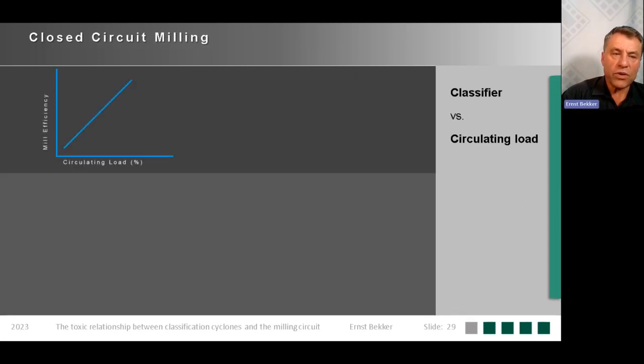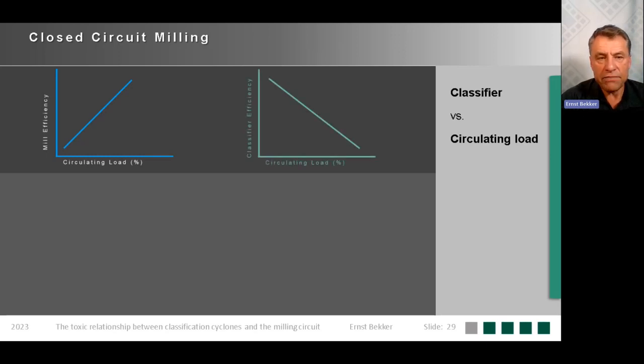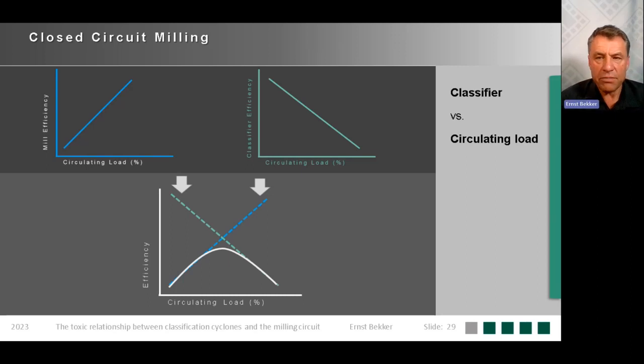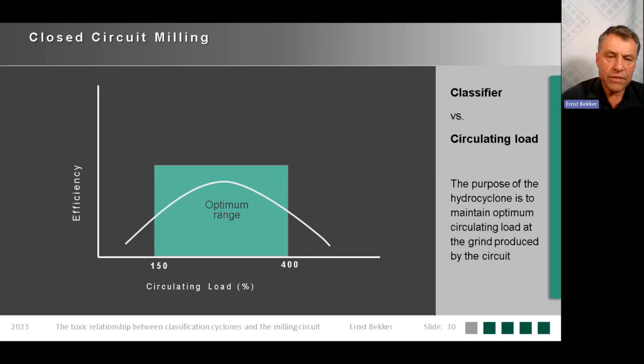Coming back then to the combination of the mill efficiency and the classifier efficiency. When you combine these two curves, you get an optimum. And that is the purpose of the hydrocyclone. It needs to maintain the circulating load in an optimum range, where the mill is partially happy and the cyclone is partially happy. If you operate at a low circulating load, the cyclone works effectively, but the mill is not utilized correctly. And vice versa.